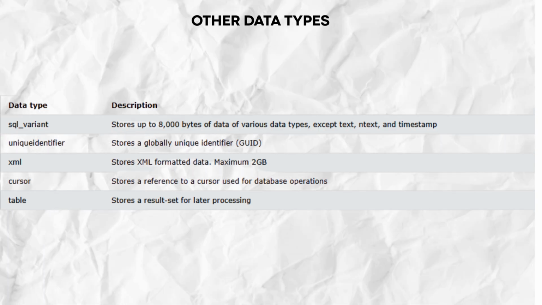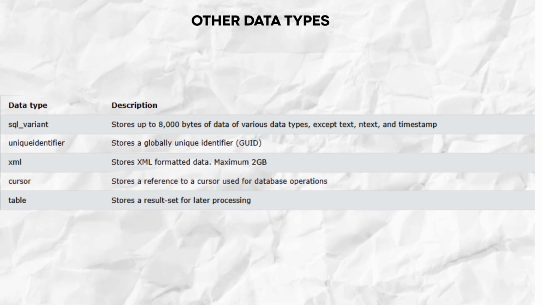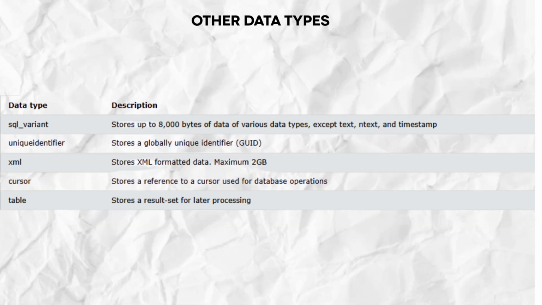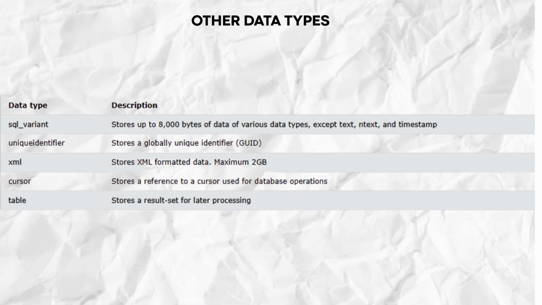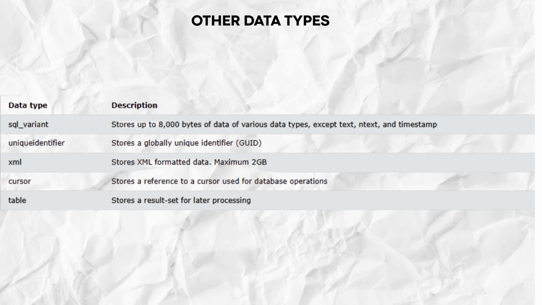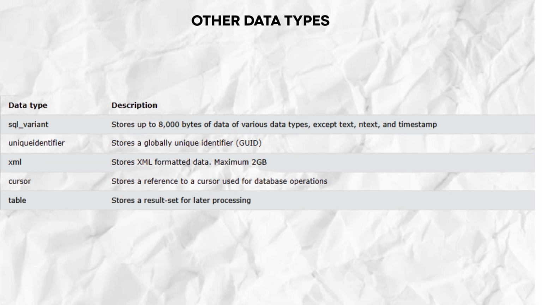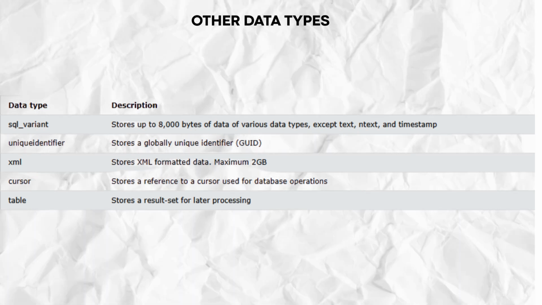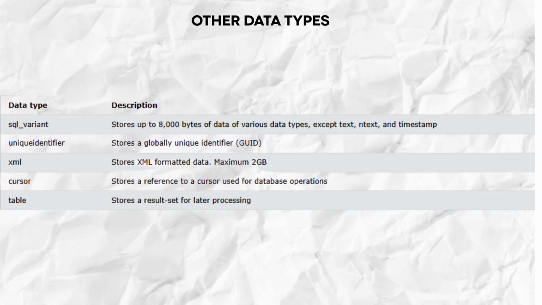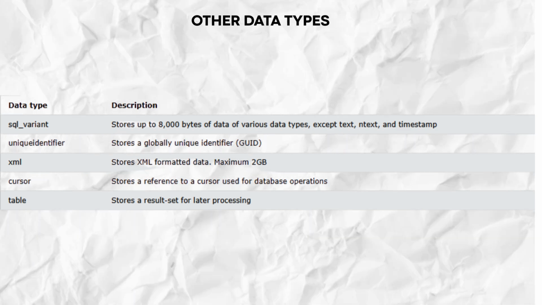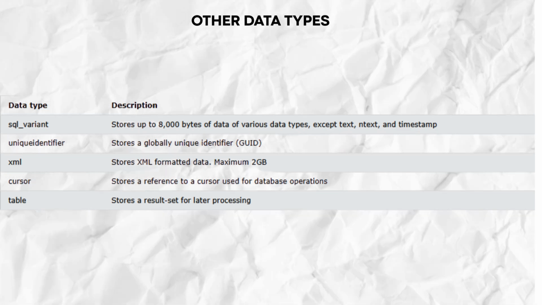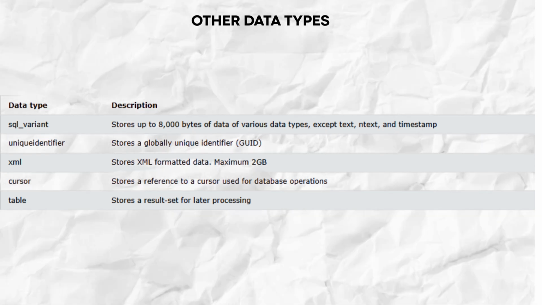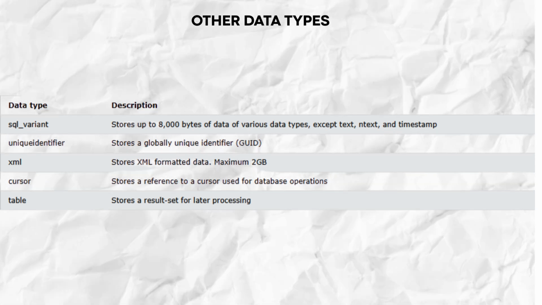The last one is the so-called other data types. We have, for example, SQL variant, which stores up to 8000 bytes of data of various data types except text and timestamp. We have XML, which stores XML formatted data. We have uniqueidentifier, which stores a globally unique identifier. We have table, which stores a result set for data processing. And we have cursor, which stores a reference to a cursor used for database operations.